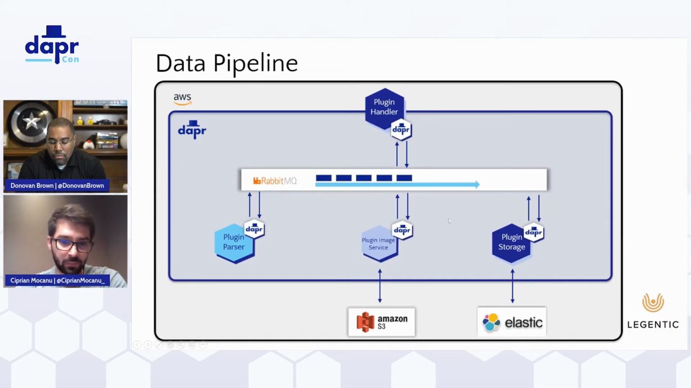And all these plugins that we have, they only know to do one thing, and they know to accept a request and do a response. And then Dapr helps us to facilitate all this communication between the plugin handler, all the plugins, RabbitMQ, and so on. Awesome. So looking at this picture, I see that you're using RabbitMQ, but I would assume you're only using that in the cloud. What are you using as a developer locally on your machine? Are you still using RabbitMQ, or are you using Redis or something else?